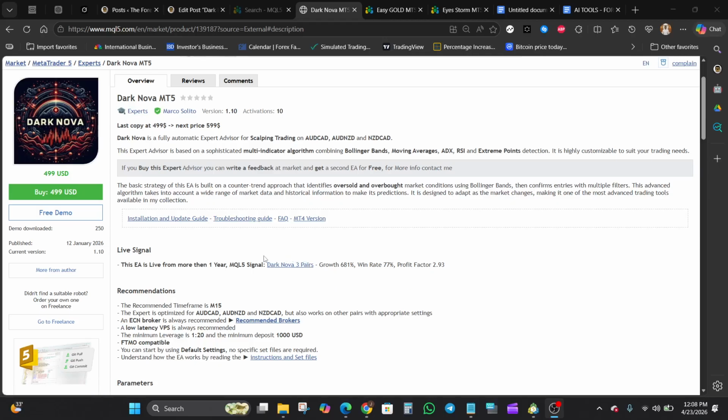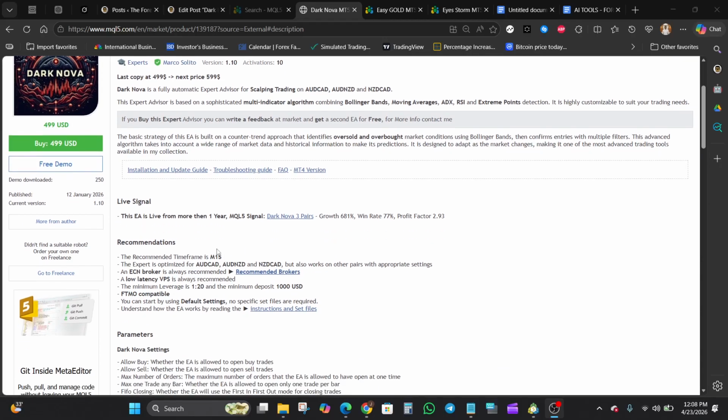From the description, this EA is designed for scalping and it specifically targets AUD CAD, AUD NZD, and NZD CAD. Now, these are relatively slower moving pairs, which often suit certain types of strategies better than highly volatile majors. The recommended time frame is M15, which is interesting because it sits between high frequency scalping and more structured intraday trading. There's also mention of a live signal with strong historical performance metrics.